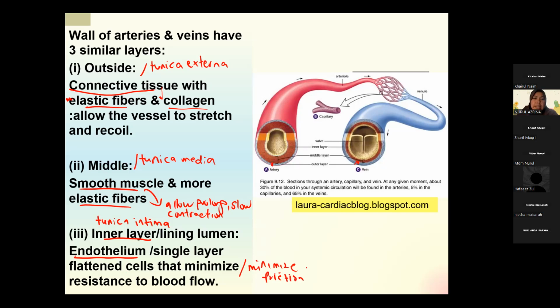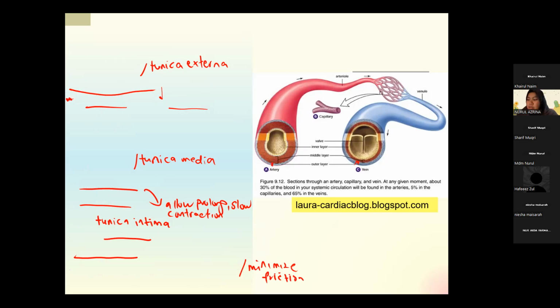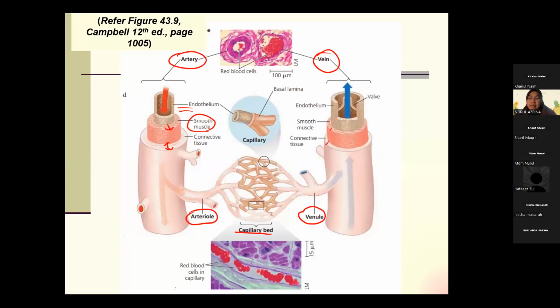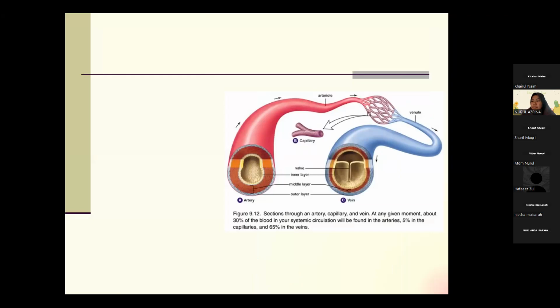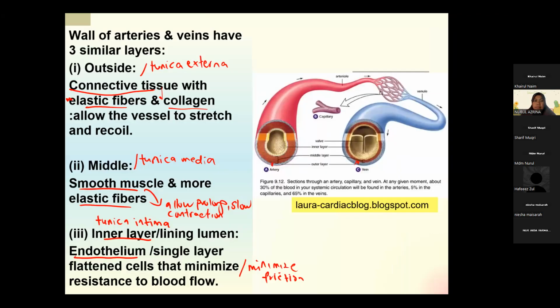Okay, so what is the endothelium layer? This is the endothelium layer. You can see, it is just composed of flattened cells that help to reduce resistance for the blood to flow. Okay.